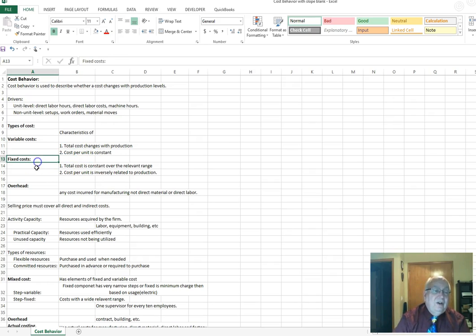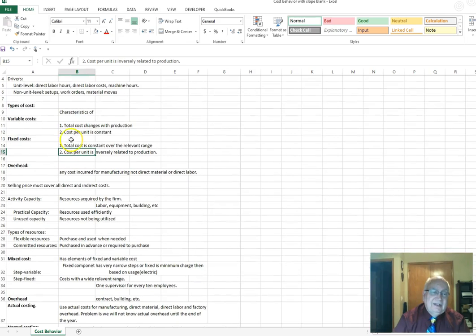And then we have fixed costs here. Now, fixed costs are just the opposite. The total cost is what stays the same over the relevant range. So if your production capacity is 10,000 units, from maybe 1,000 units to 10,000 units, we have the same fixed costs. It doesn't matter whether you produce 1,000 units or 10,000 units, the fixed cost is the same. But the cost per unit is inversely related to production. What that simply means is that as production increases, the cost per unit will decrease. And these two concepts will come back later in the course.